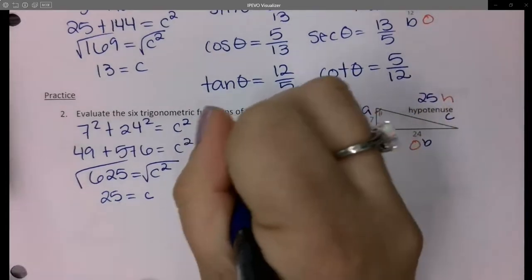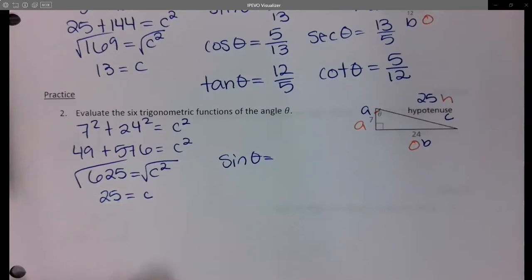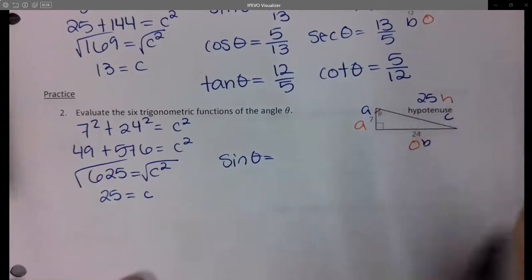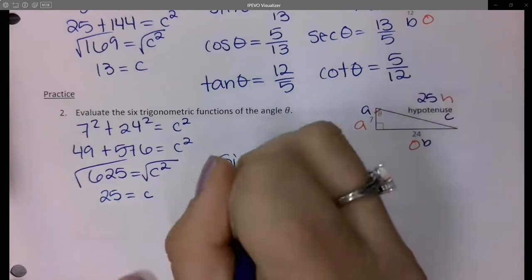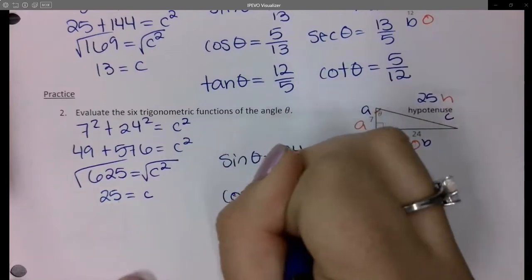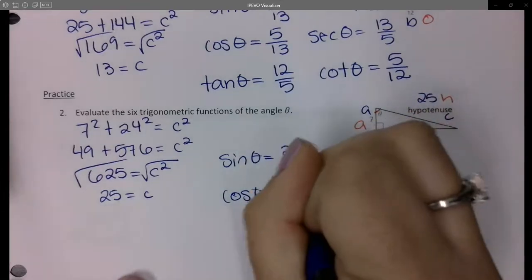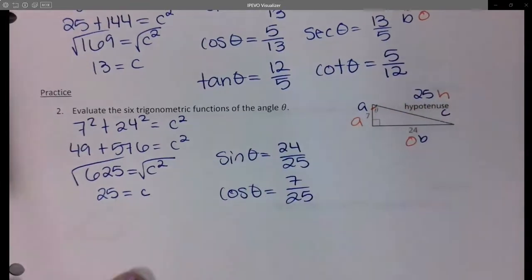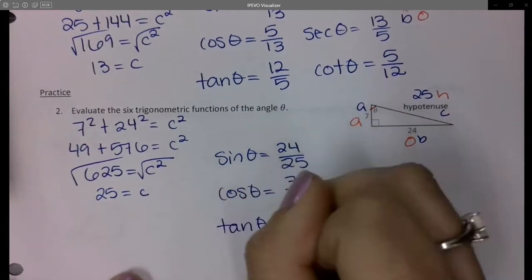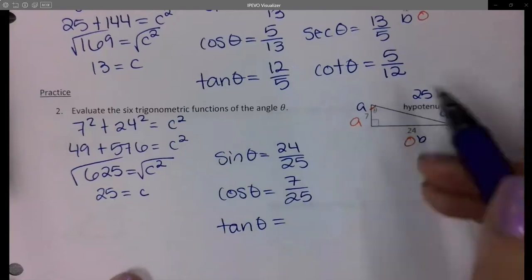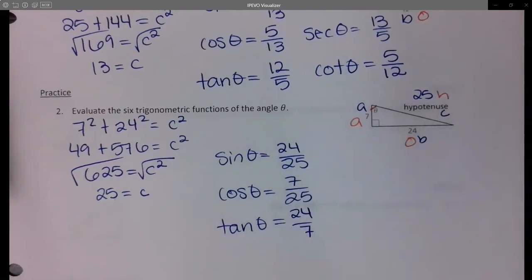So I have sine of theta is opposite over hypotenuse. So 24 over 25. Then I have my cosine, which is adjacent over hypotenuse, which is 7 over 25. I have tangent, which is opposite over adjacent, so 24 over 7.